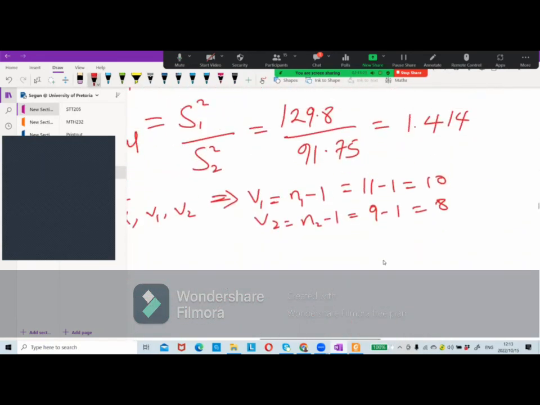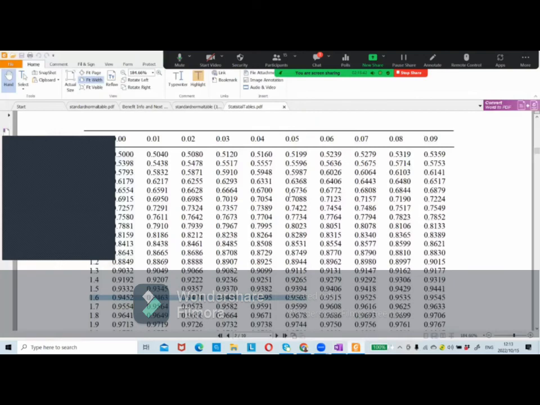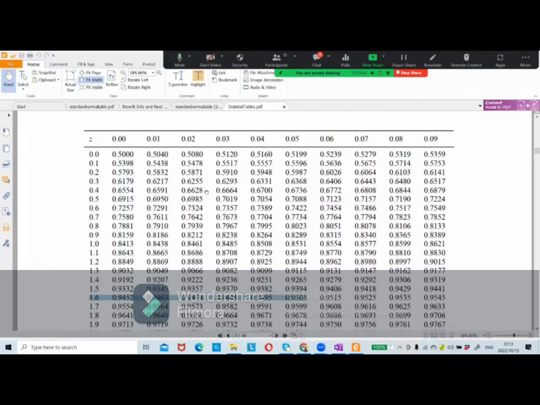So all we need to do is F 0.05, comma 10, comma 8. Let's check our table. Let's check the F table there.